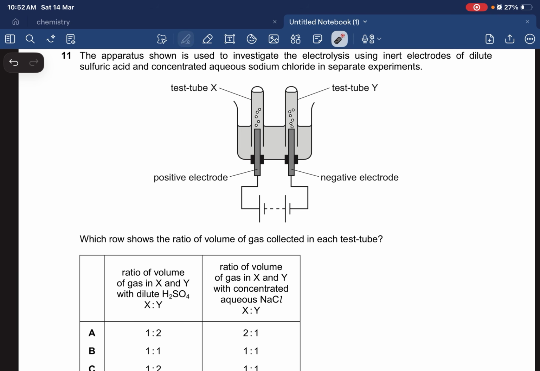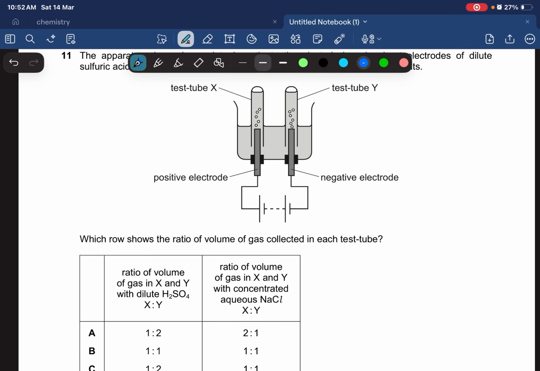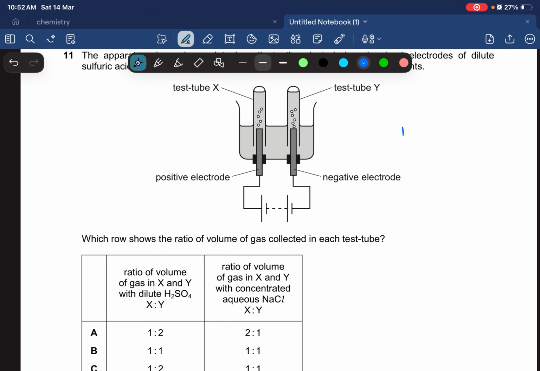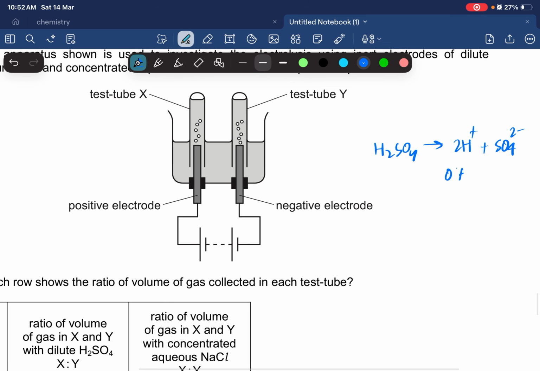First things first, you have to realize that when we do the electrolysis of H2SO4, we're going to have two ions: H plus ions and SO4 2- ions. And because we're doing dilute sulfuric acid, there is water as well. So we have OH negative ions, plus we have our very own H plus ions. Now what's going to discharge at the anode and at the cathode?